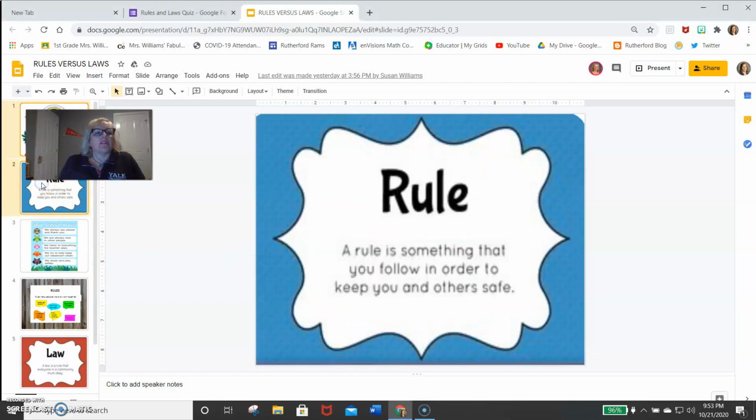So what we are talking about today, we have rule. A rule is something that you follow in order to keep you and others safe. So at your house, you might have rules that you do at home with your parents to help keep you safe. For example, if your mom or dad is out, you may be told don't answer the door, different rules just to keep you safe.